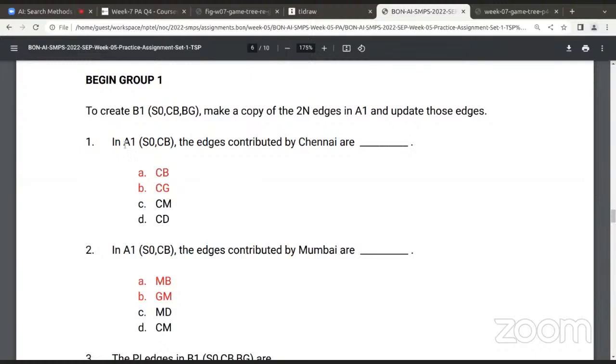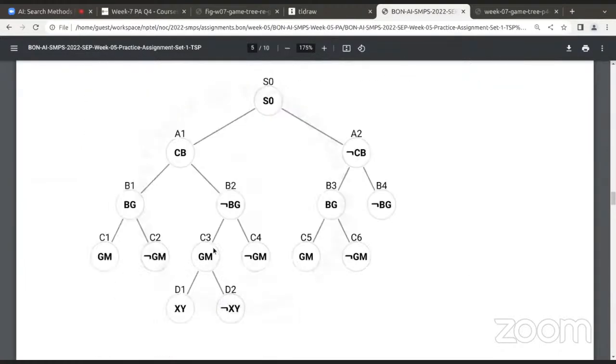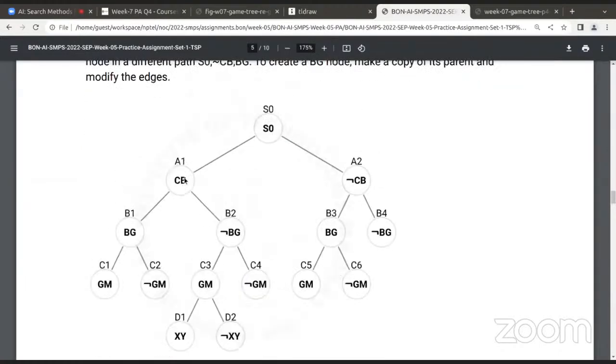So A1, let us go up here. What is A1? A1 is this one. What is the meaning of this? What is the meaning of S0? This is my root. From here we can go anywhere. No, that is in this tree structure. That's a root. But what is the meaning of S0 in the problem that you're solving, TSP? City 0. No, there is no city 0. We are giving city names here, so we have not given numbers.